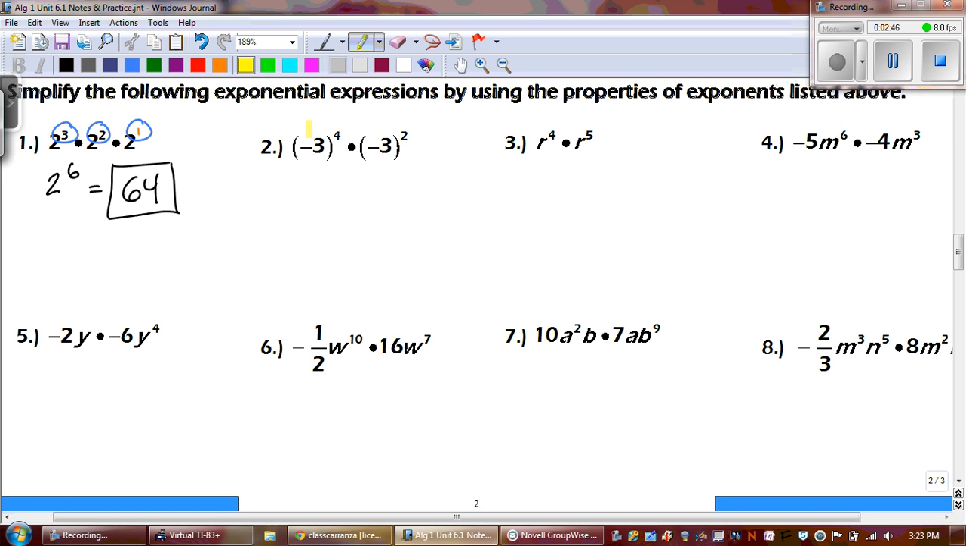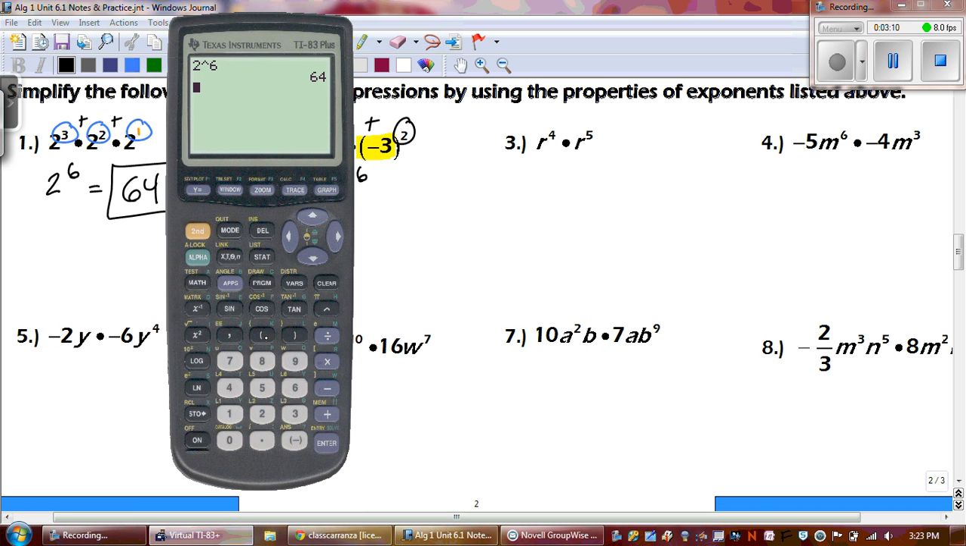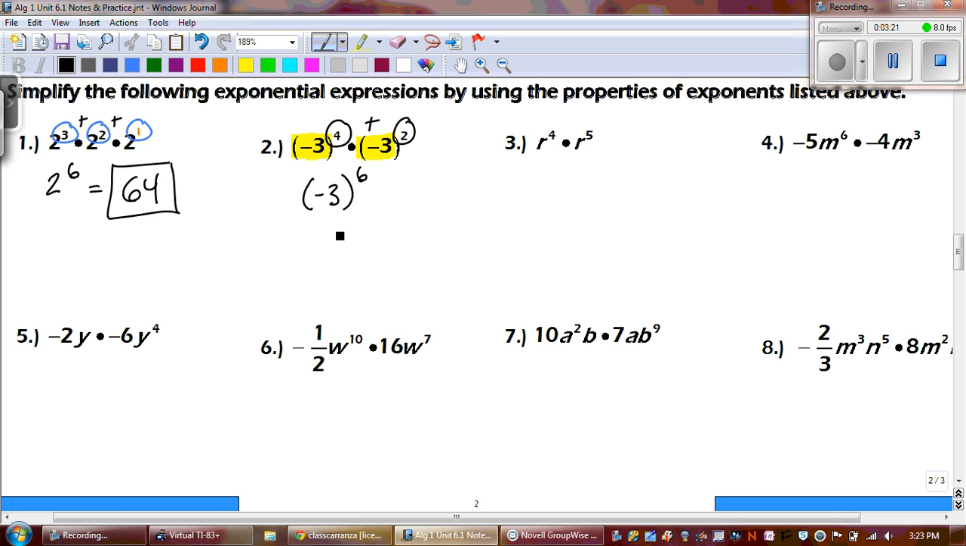Now my base is the same. Those are the exact same, so I'm not going to change them. And all I'm going to do is add the exponents. Now it started in parentheses, so I'm going to keep that in parentheses, and 4 plus 2 is 6. I'm just going to write down that we added those. And so when I plug that into my calculator, I'm going to make sure that I keep it in the parentheses, so that's -3 raised to the 6th power. And then we get our final answer of 729.